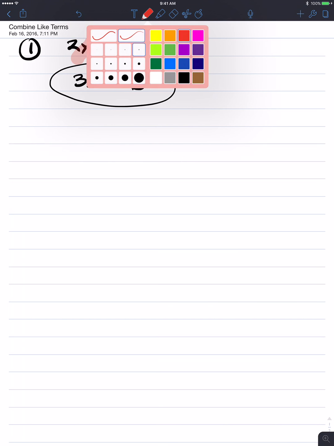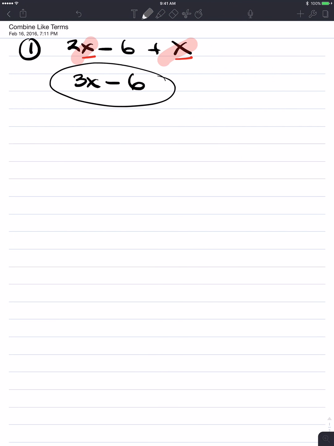In this problem, the x and the x are exactly alike. The 6 is different. It's a different type of term. Final answer is 3x minus 6.